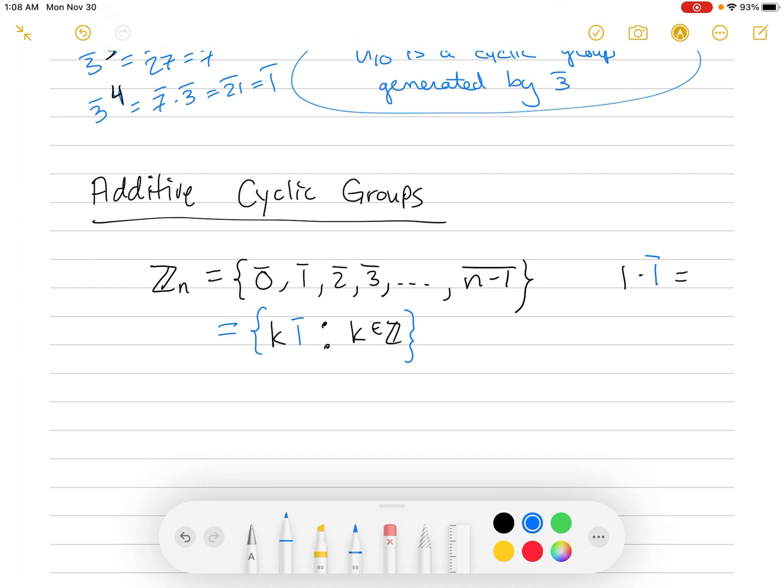Let's think about it. So you've got 1 bar. I got 1 copy of 1 bar, which is 1 bar. I got 2 times 1 bar. That's going to be 2 bar. I got 3 times 1 bar. That's going to be 3 bar. And you just keep going until you get to n minus 1. These are your k's. K equals 1, k equals 2, k equals n minus 1. You multiply that by 1 bar and you get n minus 1 bar.